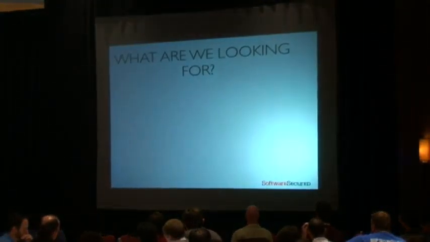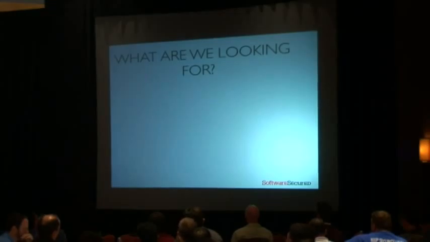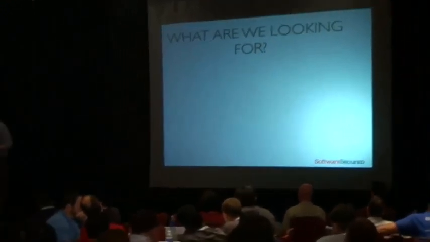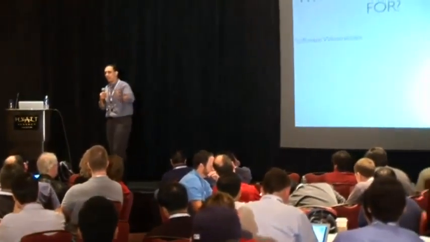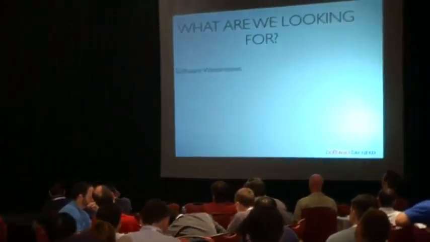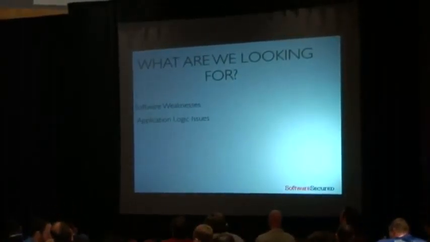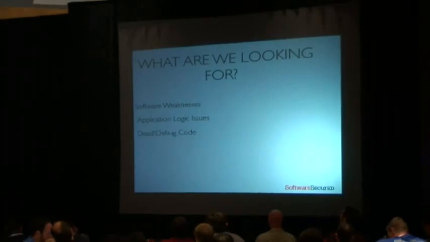So, what do we do in order to prevent attackers from finding those small holes in the application walls? Security code review is a process that looks for software weaknesses, things like SQL injections, cross-site scripting, cross-site request forgery, insecure authentication, authorization, all those software weaknesses. It looks for application logic issues, as we said, dead and debug code.